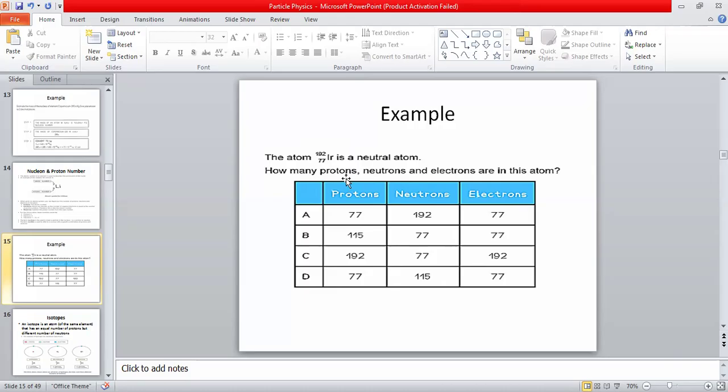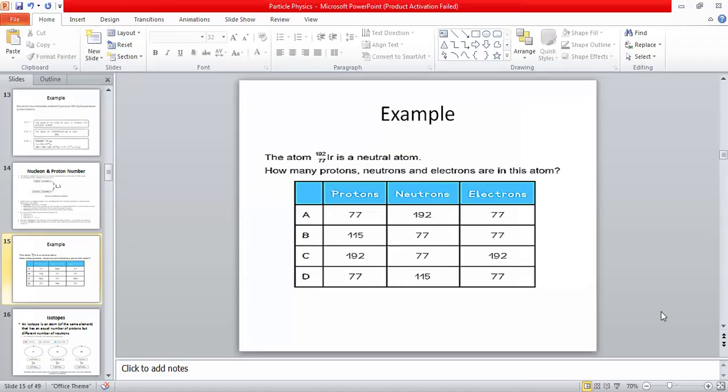So, can you let me know the number of protons in it? Who is going to tell me the number of protons? Yes, please speak up. 77. Yes, the number of protons is 77. What is the number of electrons? 77. 77. And what is going to be the number of neutrons?